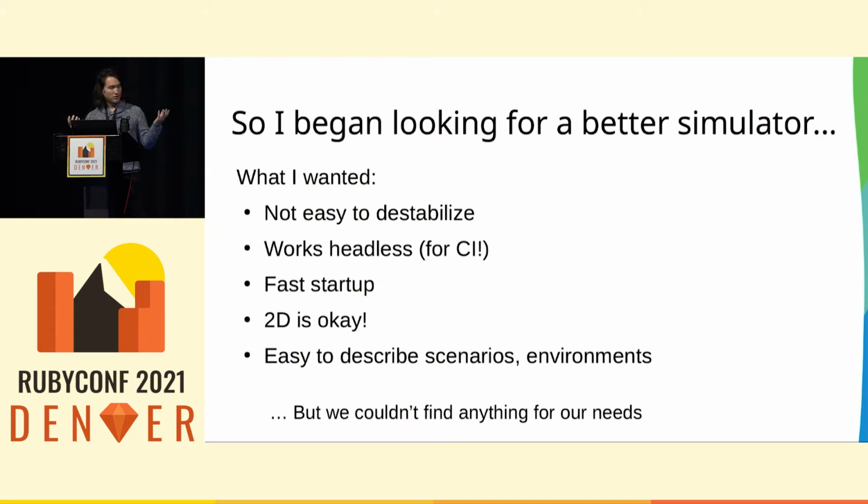So we began looking into better options for simulators, and what we wanted were things that were not easy to destabilize. We didn't really need anything very complex, because in the vast majority of our cases, we're dealing with basically 2D simulations, since these are just on planes. For robot arms and things like that, that's not necessarily something we need to handle in this case. Headless is important so that we can do things in CI.